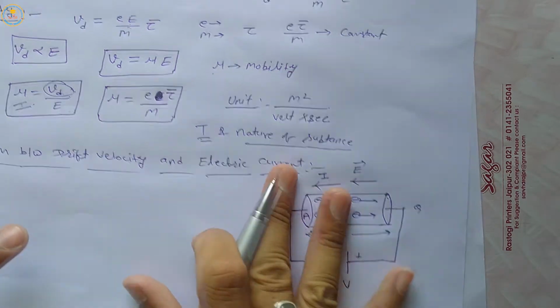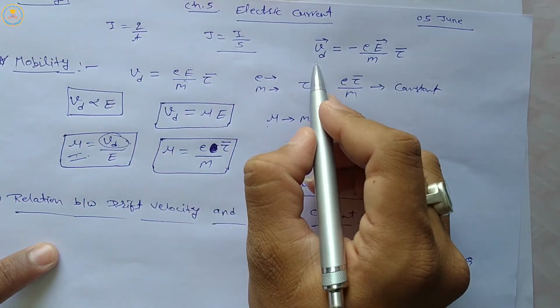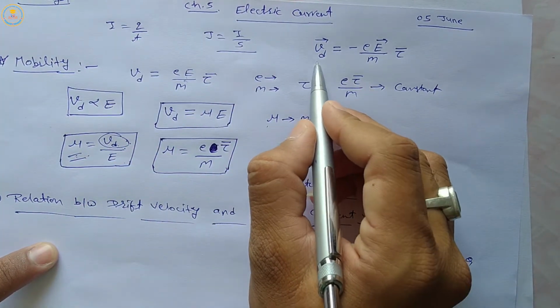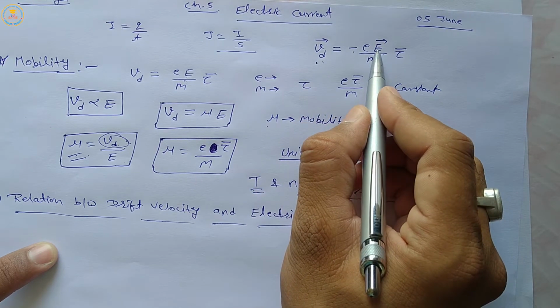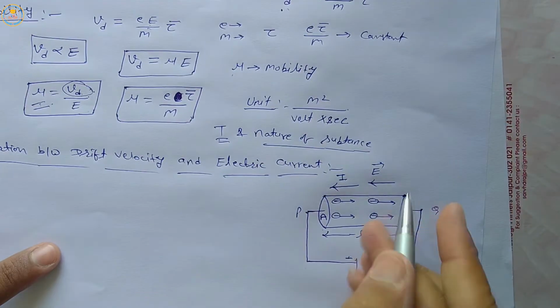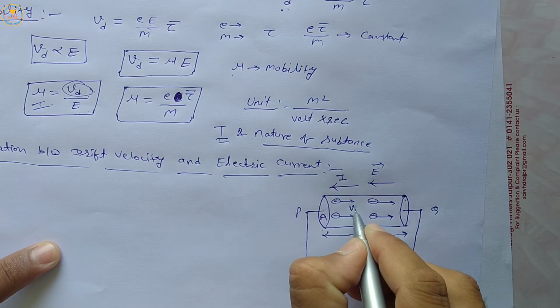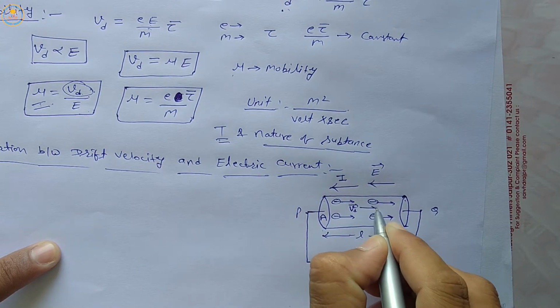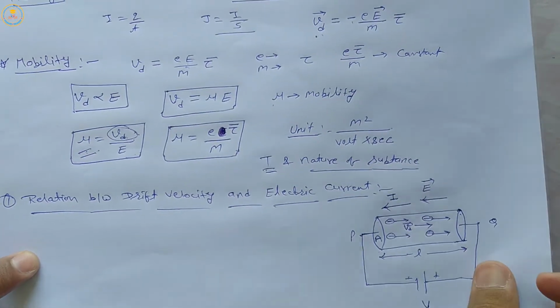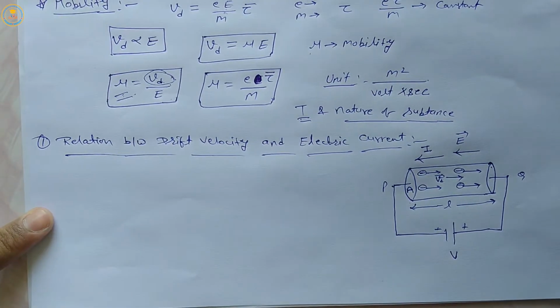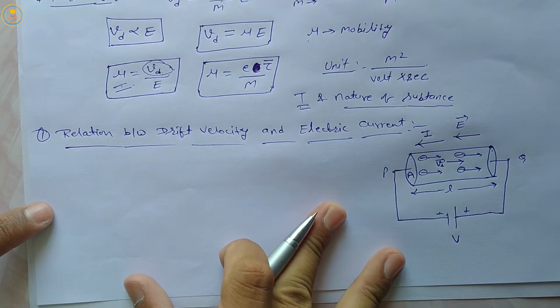So the electric field direction is opposite to the flow of free electrons. And we know from this equation that the direction of drift velocity is opposite to the electric field. So the direction of drift velocity is in this direction. Now, determine the relation between drift velocity and electric current.